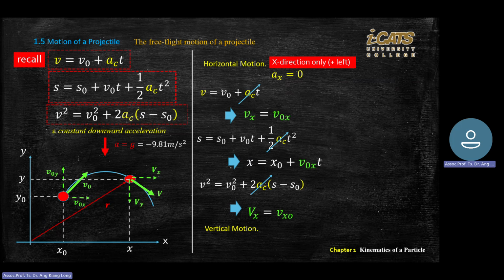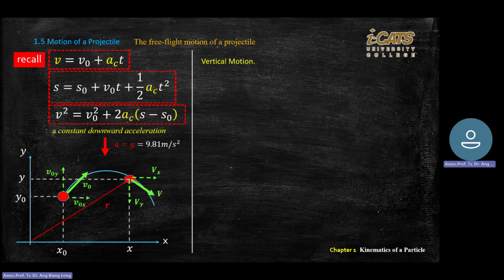Okay, this one is for the X component. You do the same for the Y component. But for the Y component, remember, your g is negative. I'll show you the vertical, then we stop. Remember, your ay is negative g.